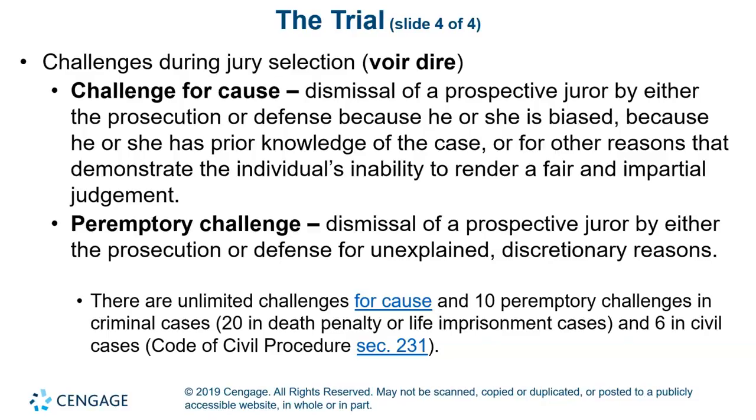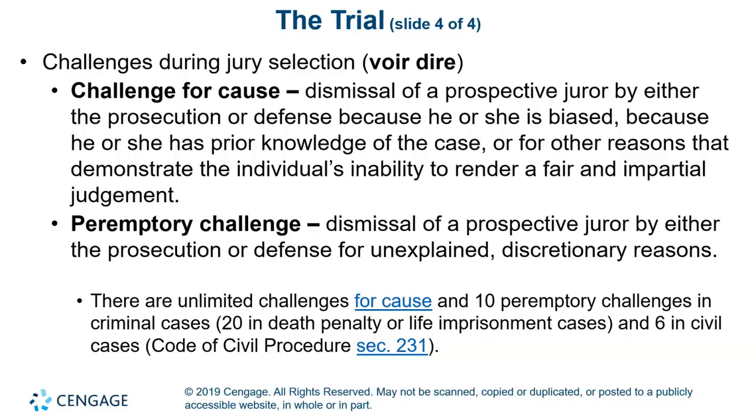And there are a couple of things that come about. There are challenges during this jury selection. There are things called challenges for cause, and this is basically dismissal of a prospective juror by either the prosecution or defense because they're biased, because they have prior knowledge of the case, or for other reasons that demonstrate that the person is unable to render a fair and impartial judgment.